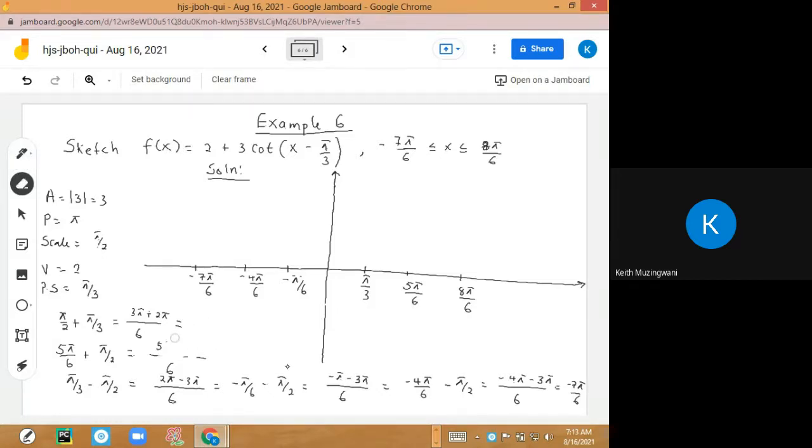Then we sketch. So we have every other part that is important obtained as a property. Remember, we have a 0, but it's not important in this case. It does not fall in the required interval, so you can just pick it. So go to pi over 3 and calculate what we obtain in the function. So what is f of pi over 3? That's going to be 2 plus 3 cot 0. And what is cot 0?